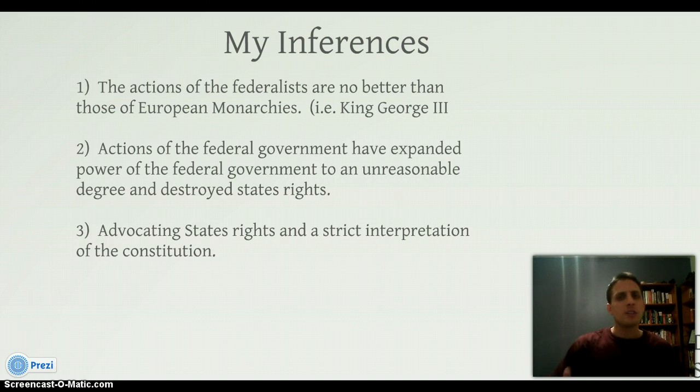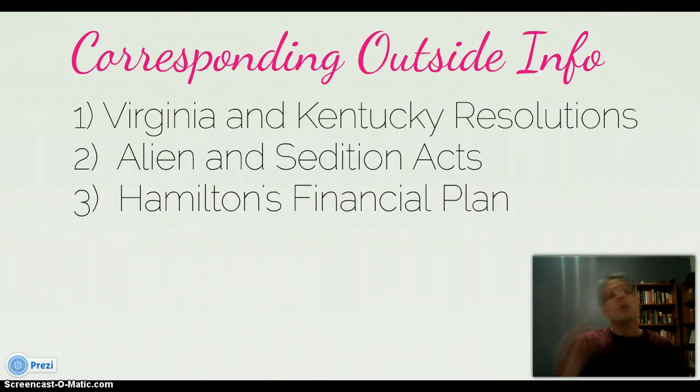Alright, so the second part of this that you want to do, hopefully as you read, is categorize the document. Actually, let's do one thing first. When I was doing this, things popped into my head, and hopefully that happens to you too. I was reading and coming up with my inferences, and then I was thinking about correlating outside information. There were a lot of things, but these three big things came to my head: the Virginia and Kentucky Resolutions, the Alien and Sedition Acts, and Hamilton's financial plan.